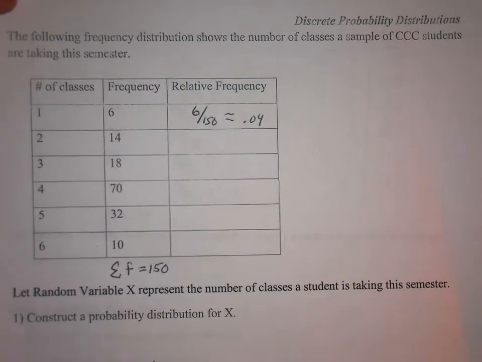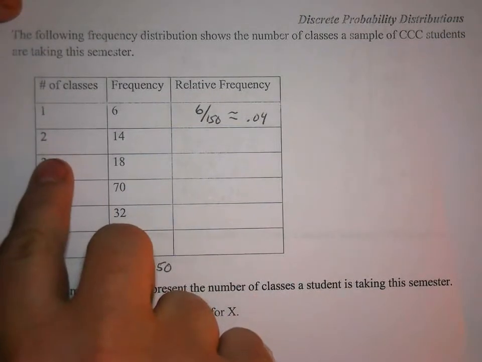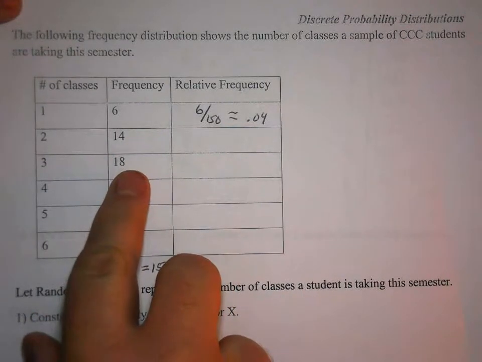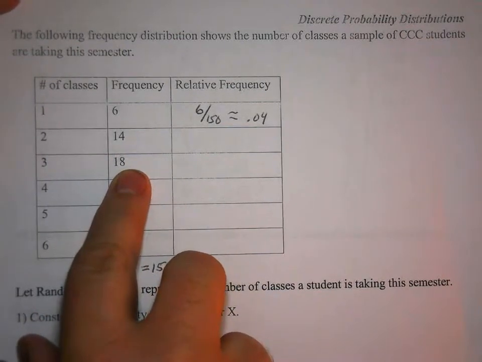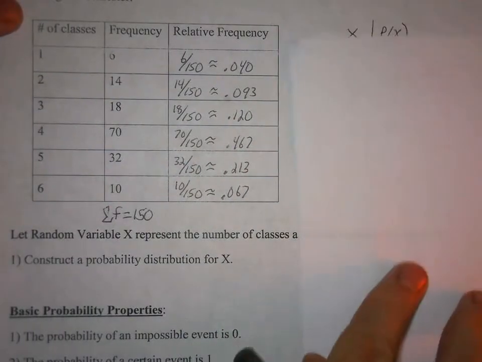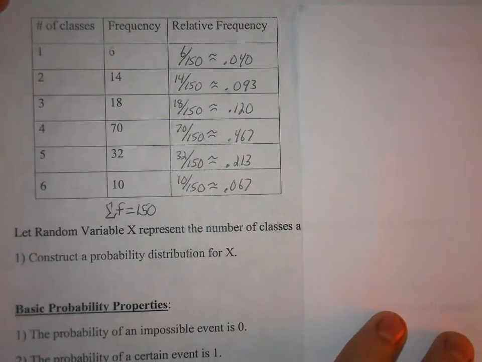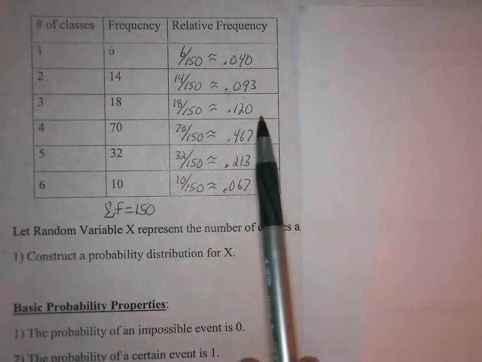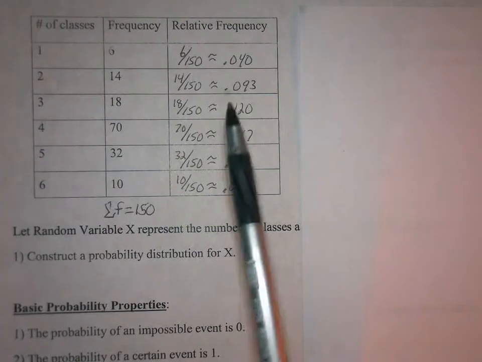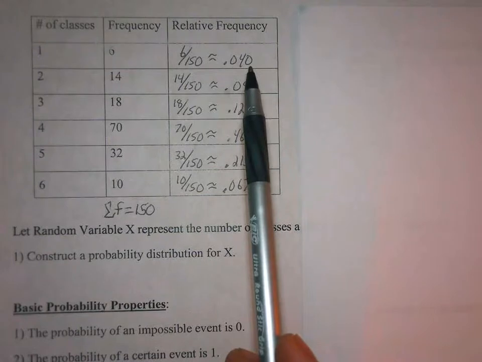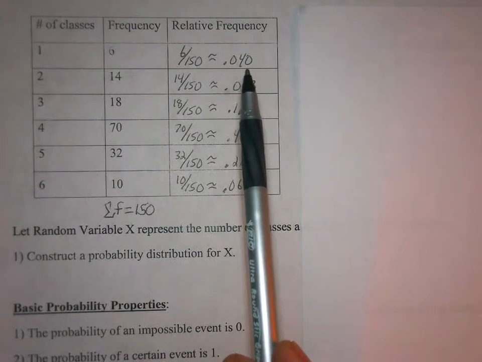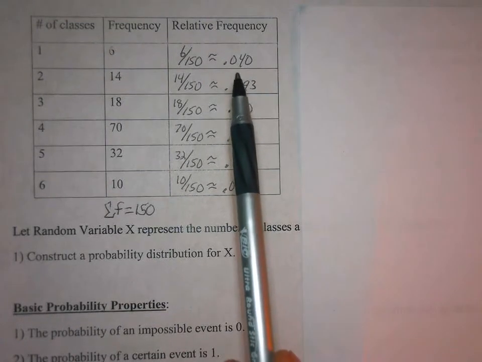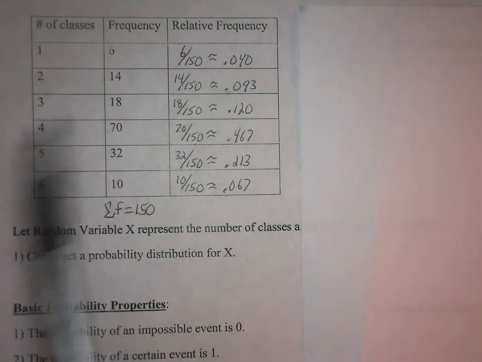If you go through and do that for every x value, every number of classes, the next one will be 14 over 150, and then for 3 classes, you'd have 18 over 150, and so on. When you do that, you end up with those relative frequencies. These numbers may be slightly different depending on rounding. Because you're looking at 0.040 as being 4%, you don't want to round too much. I'm not going to give any specific round off rules for these, but you don't want to round too much.